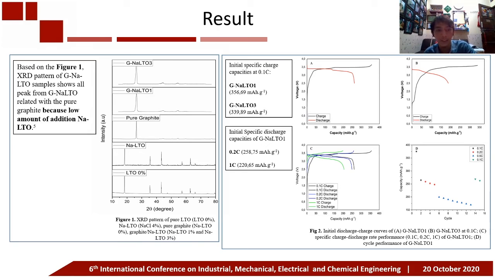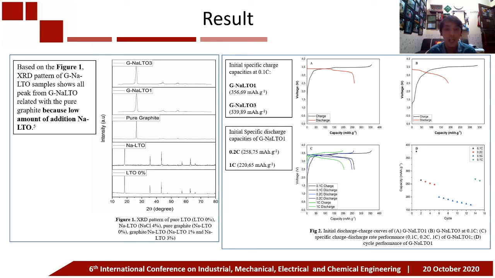For the analysis, the XRD results showed that the pure graphite, G-NaLTO1, and G-NaLTO3 samples did not show any significant change at the G-NaLTO peaks because the amount of sodium lithium titanate oxide that we added was so small. For battery performance analysis, the G-NaLTO1 sample has the highest specific charging capacity, which was 356.69 at a rate of 0.1 C.